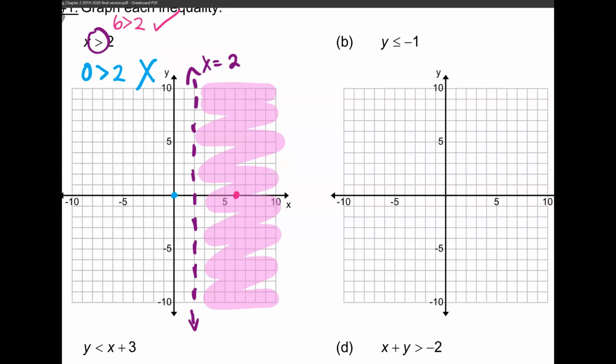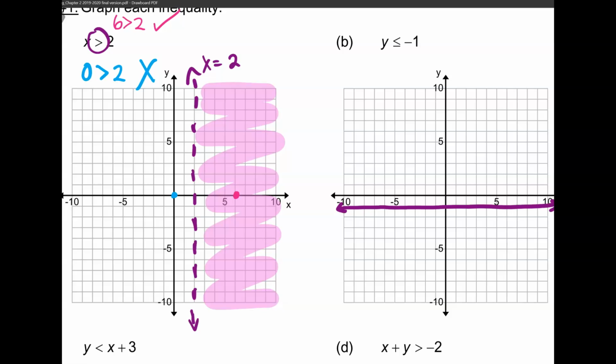Y is less than or equal to -1. Okay, so y is constant. It's always going to be -1. Is this going to be a solid or a dashed line? Solid. Why? Because there's the or equal to. Exactly. So I have a solid line because it's an or equal to.